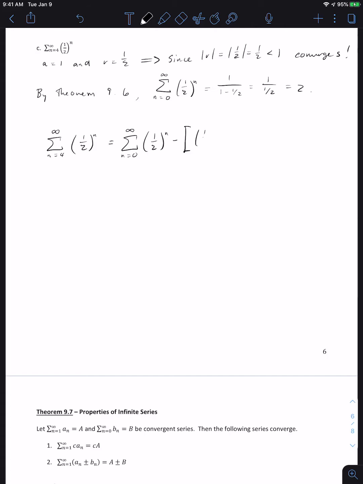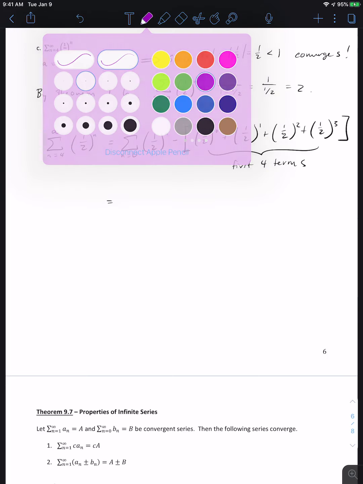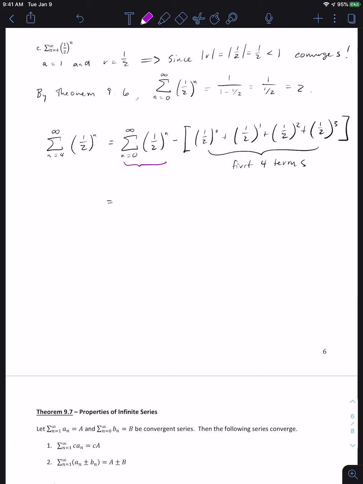And the first 4 terms would be 1/2 to the 0 power plus 1/2 to the first power plus 1/2 to the second power plus 1/2 to the third power, right? Because these are the first 4 terms. And my series said, hey, let's start after the first 4 terms, right? And now this one right here, I'll put it in a different color, is exactly 2, because that's the sum for n equals 0, right? So that is 2, and then minus, now these I can find because they're just numerical values, right?